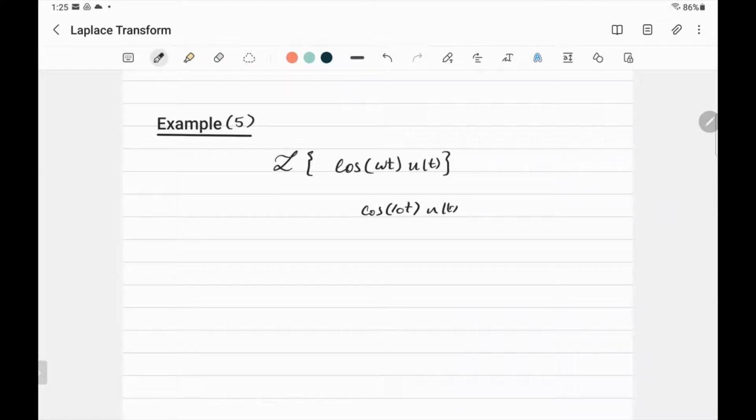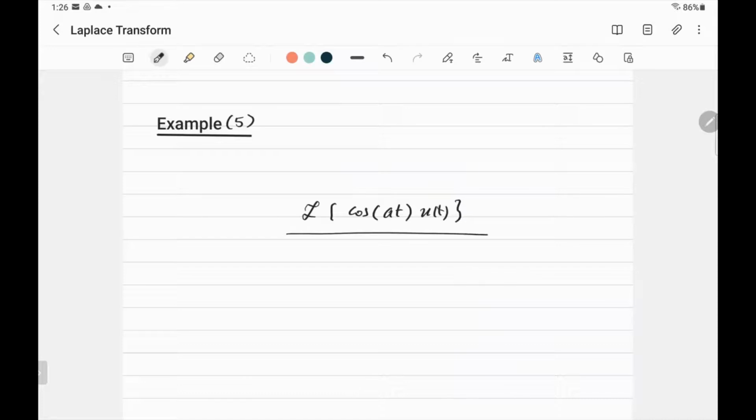Usually we say cosine omega t, but omega here is just a number, not a frequency to worry about. As I said, if you want to find the Laplace for cosine at, for example, there is no omega. It's just a number, like 10t or 5t. I don't want you to be confused with the Fourier transform. So how can you find the Laplace for cosine at?